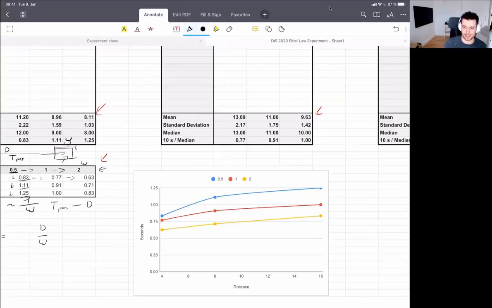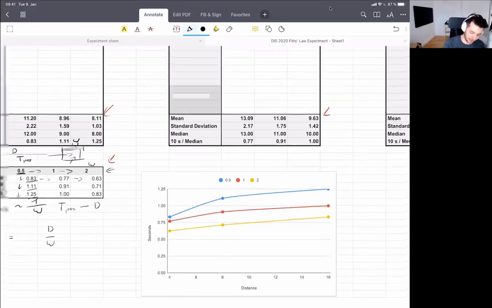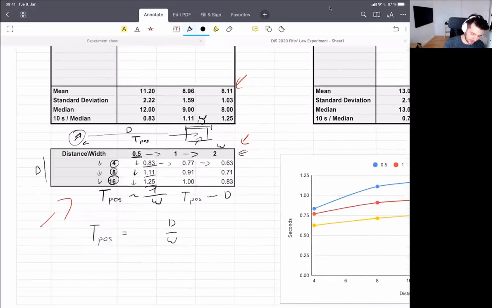But people already wrote in the chat, it's a logarithmic relationship. Yes, so we put the logarithm around this.